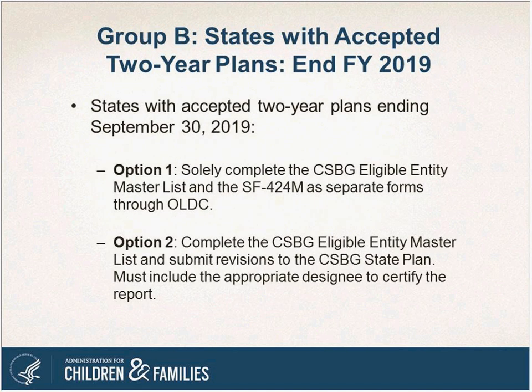For B states, these are states with accepted 2-year plans, and these plans end fiscal year 2019, September 30th to be exact. Group B states, you all have 2 options. The first option is to solely complete the CSBG eligible entity list, as well as the SF424M as a separate form through OLDC. The second option is to complete the CSBG eligible entity master list and submit revisions to the CSBG state plan. You also must include the appropriate designee to certify the report.